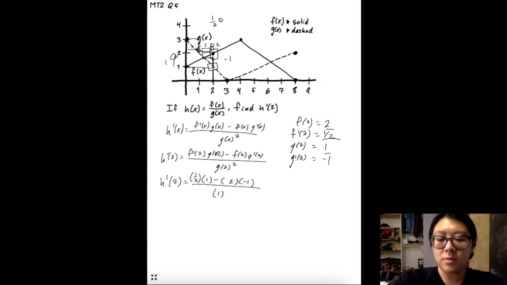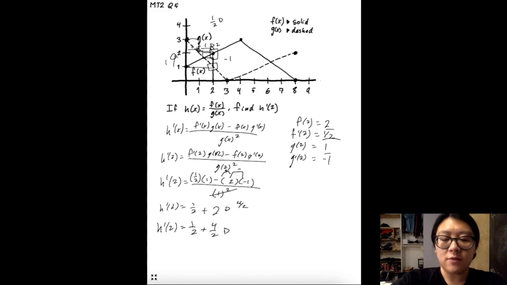Now 1 squared is equal to 1, so we just leave it as is. So h prime of 2 is going to be equal to 1/2 plus 2, because 2 times -1 is -2, and then minus that is a +2. We have to multiply the 2 by 2 so that we get an equal denominator. So 1/2 plus 4/2 is now equal to 5/2, which is our final answer for question 5 of mini test 2.